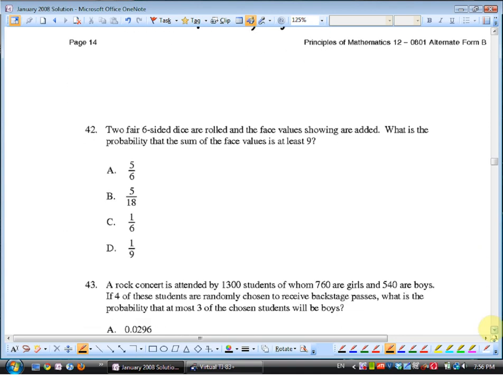Number 42. Two fair six-sided dice are rolled and the face values showing are added. What's the probability that the sum of the face values is at least 9? You know what? For dice questions, we do a table. We have the first dice and the second dice. And the second dice has 1, 2, 3, 4, 5, 6. The first dice has 1, 2, 3, 4, 5, 6.